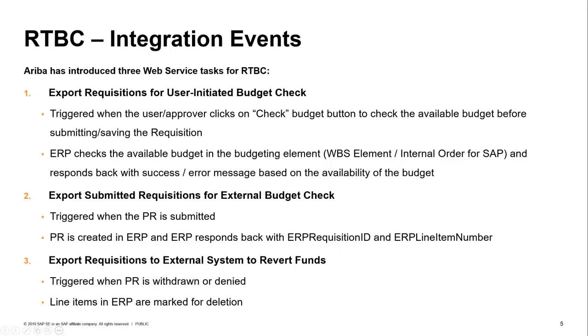Ariba has introduced 3 web service tasks for the real-time budget check. The export requisitions for user-initiated budget check trigger when the user or approver clicks on the check budget button that we already saw. Export submitted requisitions for external budget check trigger when the PR is submitted. And export requisitions to external system to revert funds trigger when the PR is withdrawn or denied.